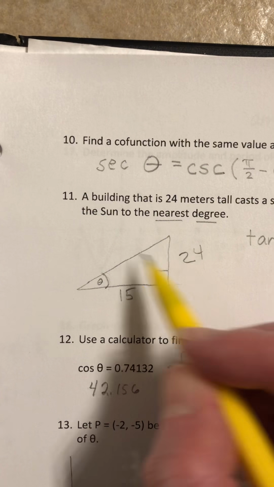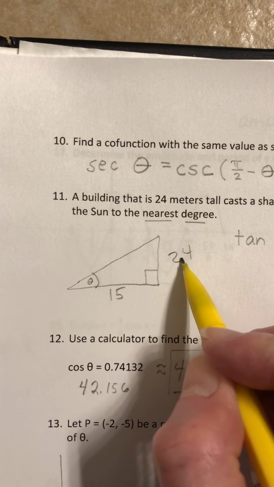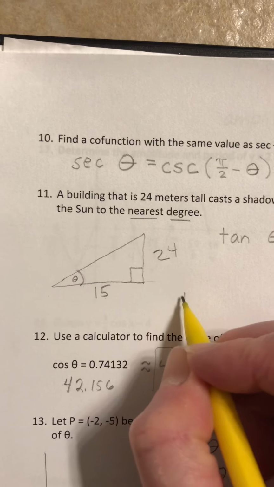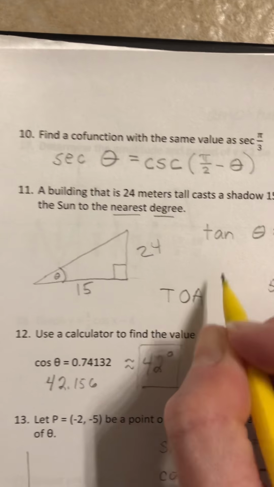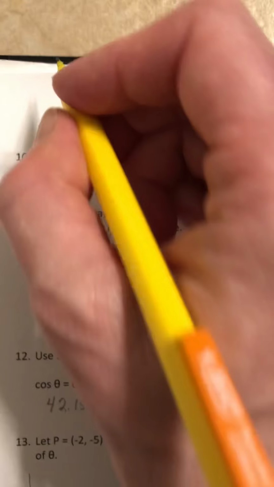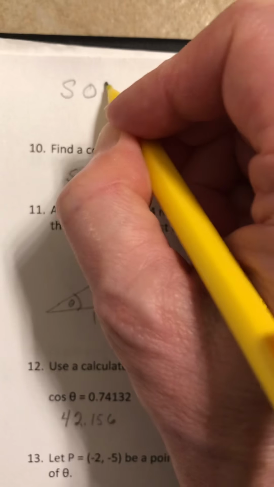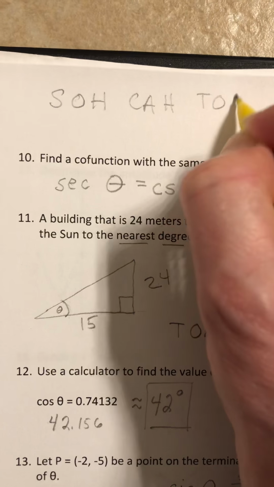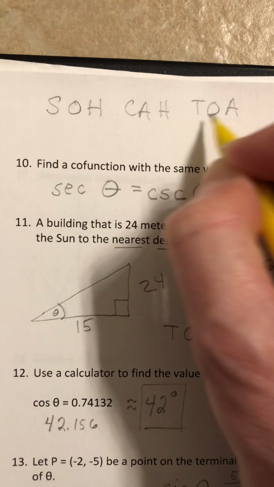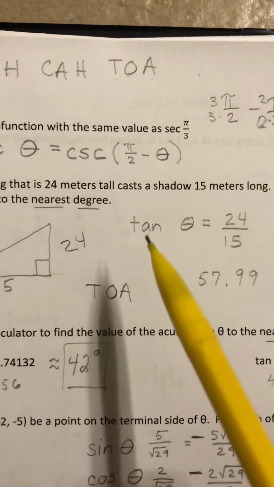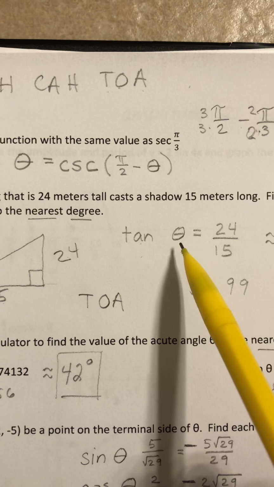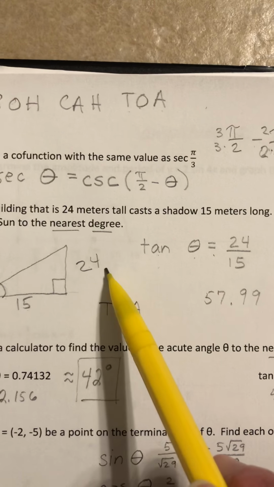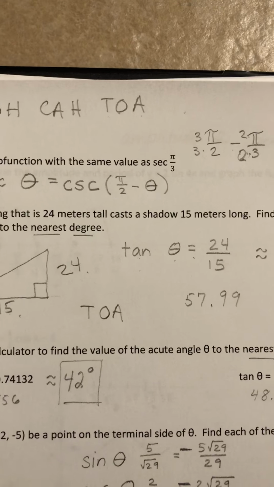Well, since we don't know the hypotenuse, but we know the opposite and the adjacent, TOA, we want to use tangent. So if you remember SOHCAHTOA, that tells you what you want to use in these situations. And if you have the opposite and the adjacent, you use tangent. So you set up your equation. The tangent of the angle is equal to the opposite side divided by the adjacent.